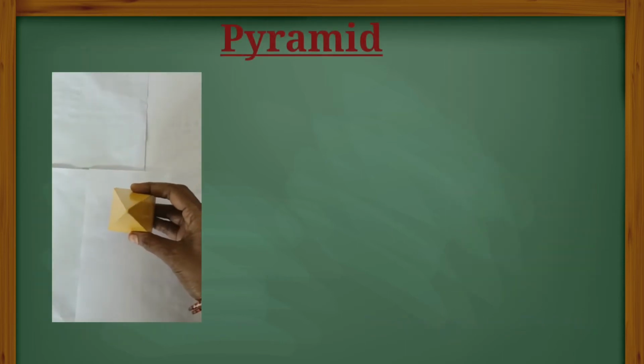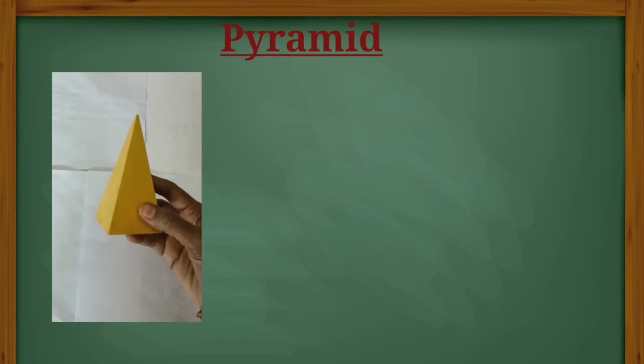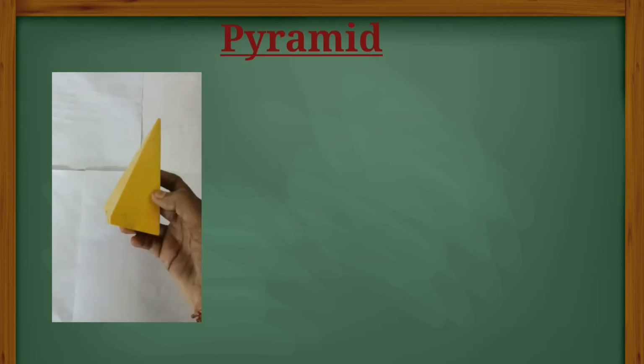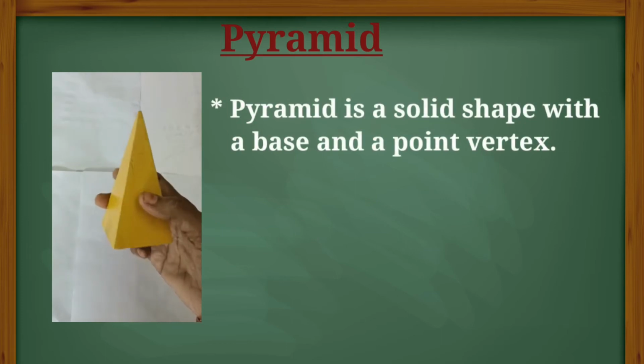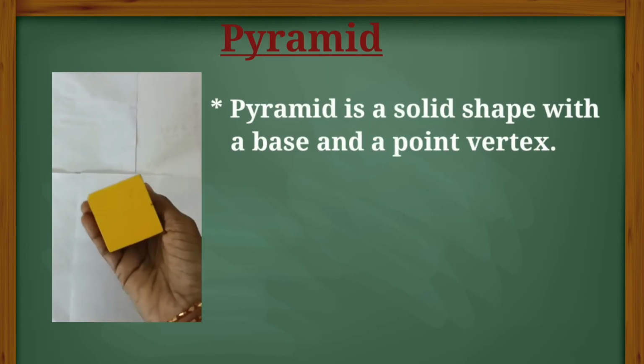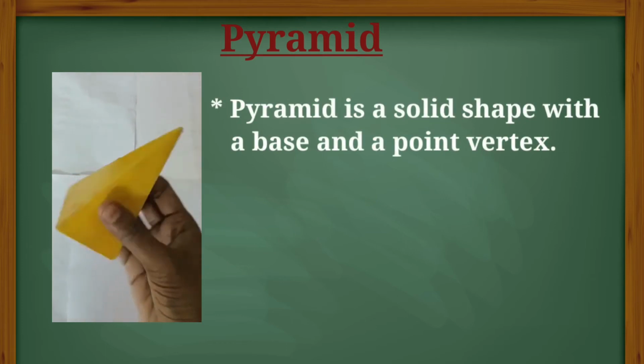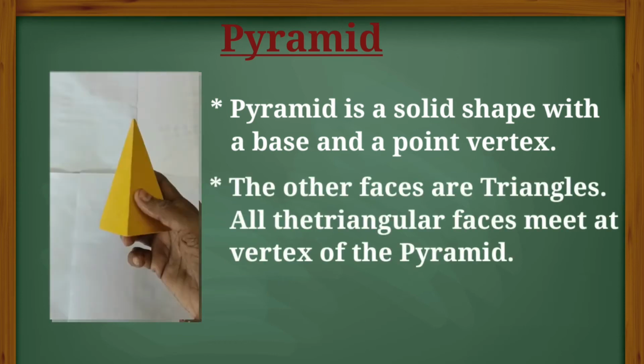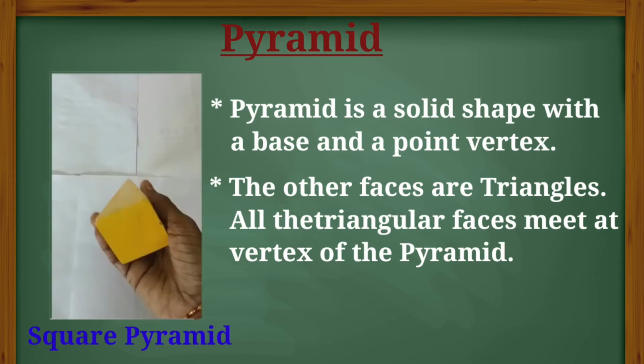Okay. Now, see this? Yes, it is called a pyramid. A pyramid is a solid shape with a base and a point vertex. The other faces are triangles. All the triangular faces meet at the vertex of the pyramid. Here is a square pyramid. Its base is a square.